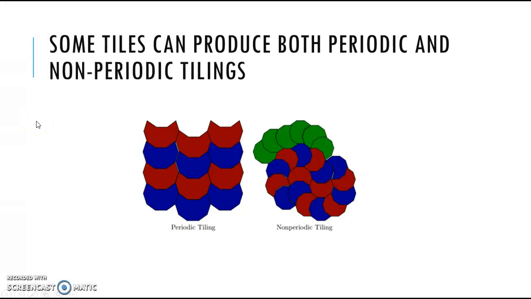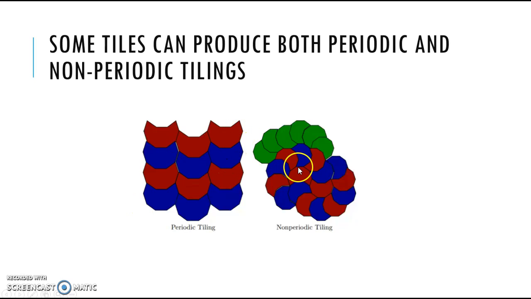Now, there are some tiles that can produce both periodic and non-periodic tilings. This is a special kind of decagon that's caved in. And so what we see here is that it can create both periodic and non-periodic tilings. That should be kind of an obvious observation here. We see that we could outline any of those decagons and translate it, and without rotating or reflecting it, it would land on another decagon.